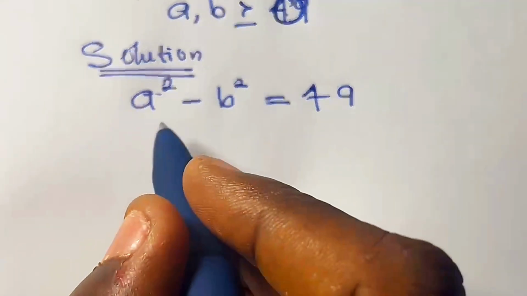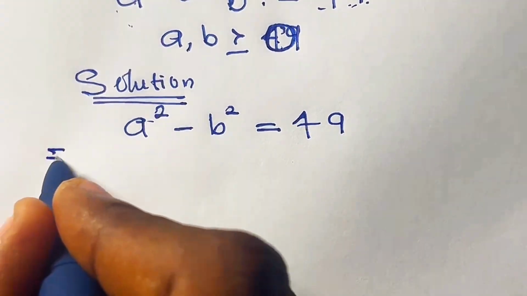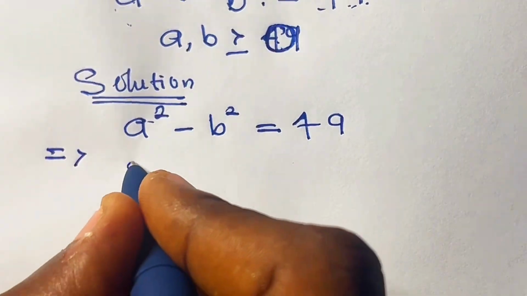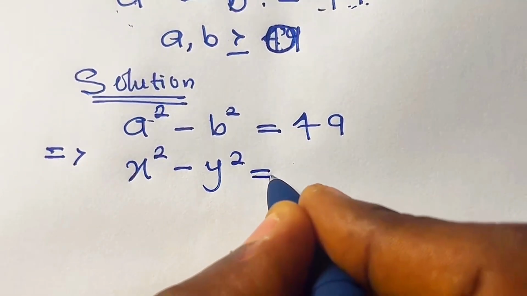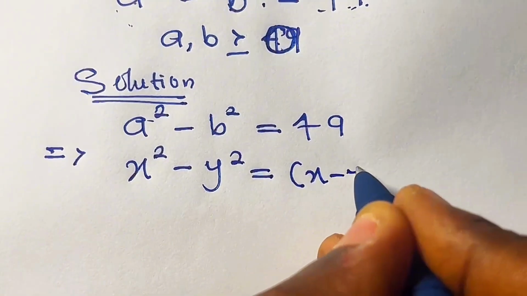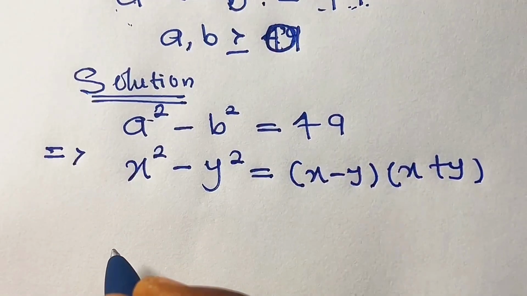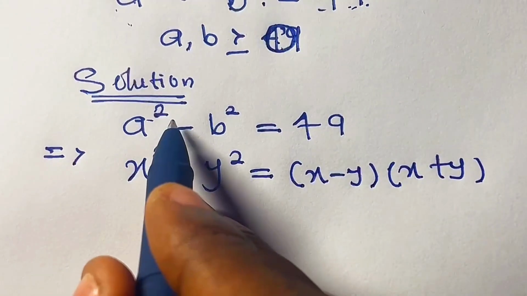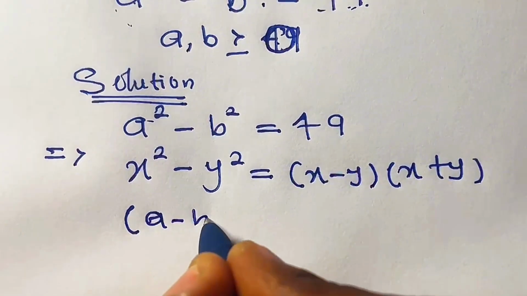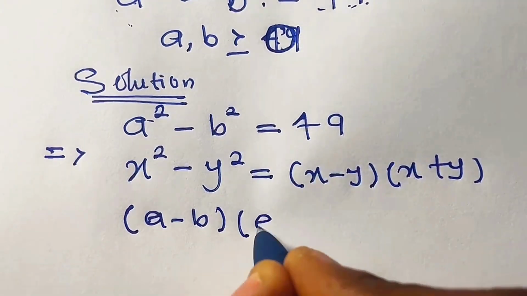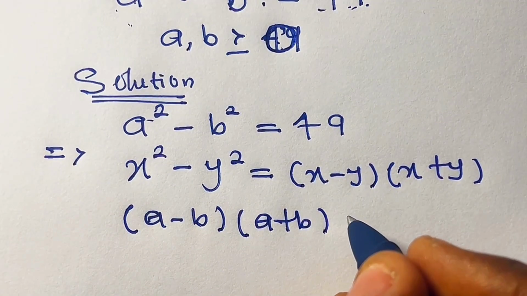So if you look at this, you see this is a difference of two squares, and we should recall that if you have x square minus y square, this equals x minus y multiplied by x plus y. Applying this, it implies that this will become a minus b multiplied by a plus b equals 49.